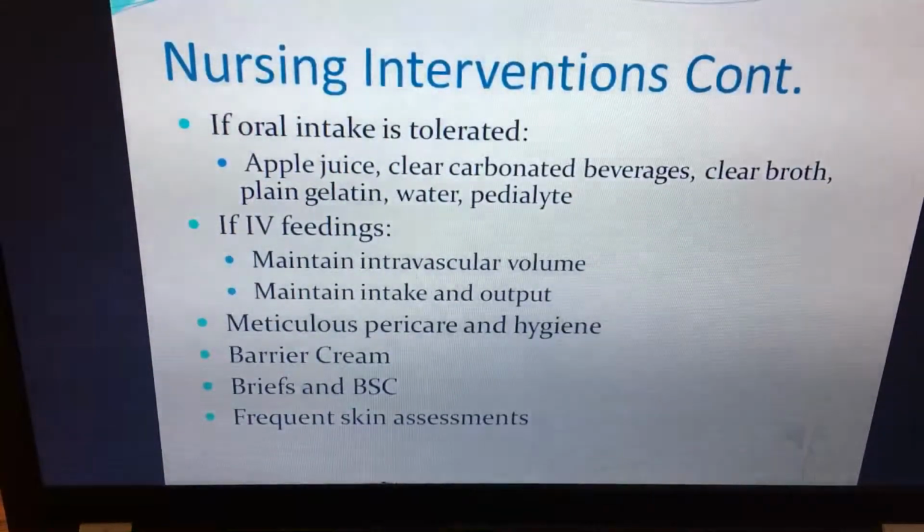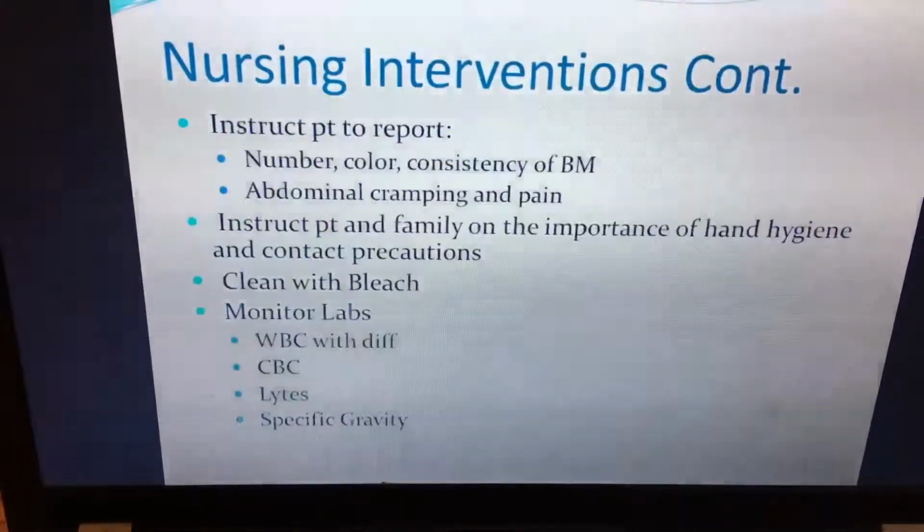so I did throw that in there. If they're on IV feedings, we want to maintain intravascular volume and maintain intake and output. Again, daily weights. We're going to provide meticulous pericare and hygiene. Apply barrier cream, briefs, and put that bedside commode as close to the bed as possible. So, obviously they don't have to go as far to use the restroom. We're going to do frequent skin assessments, check for any kind of skin breakdown.